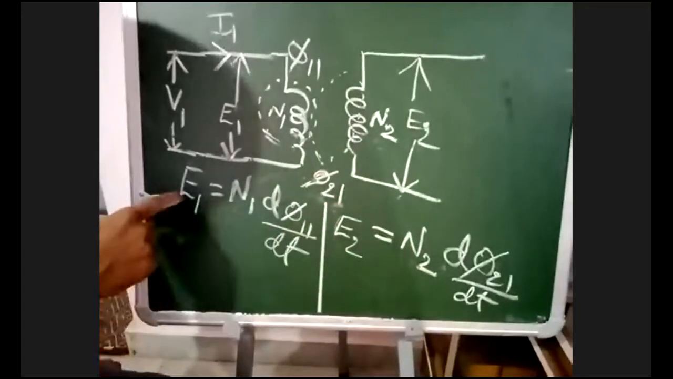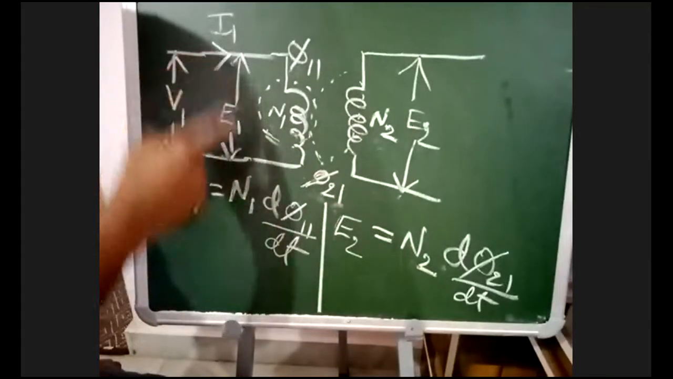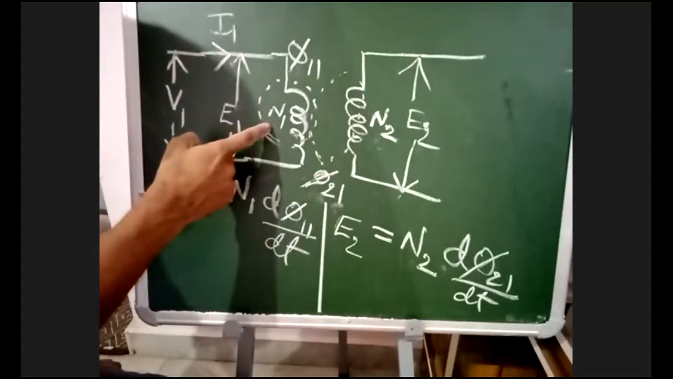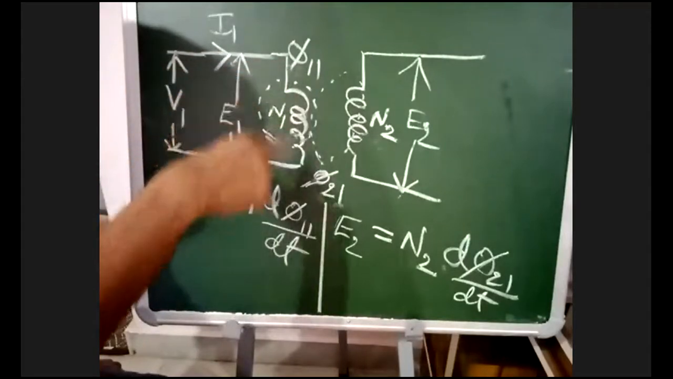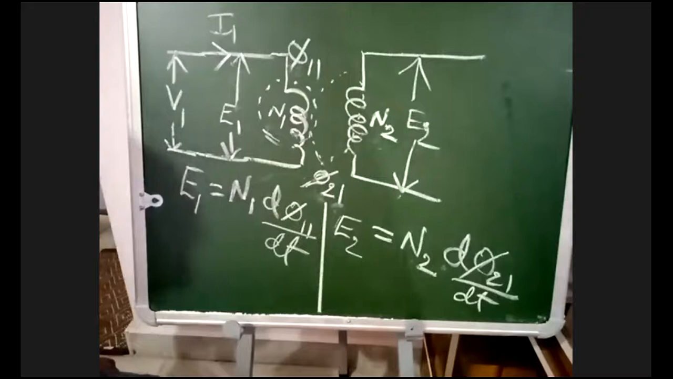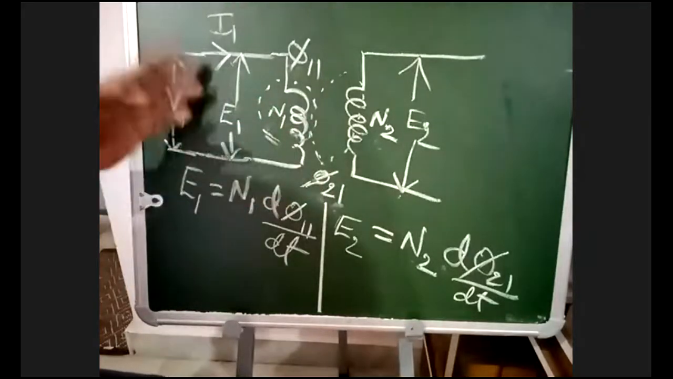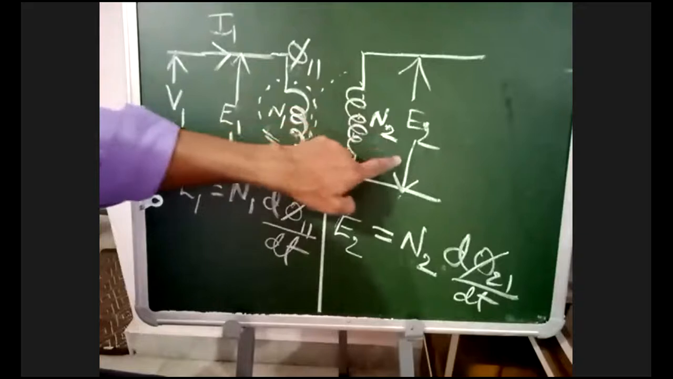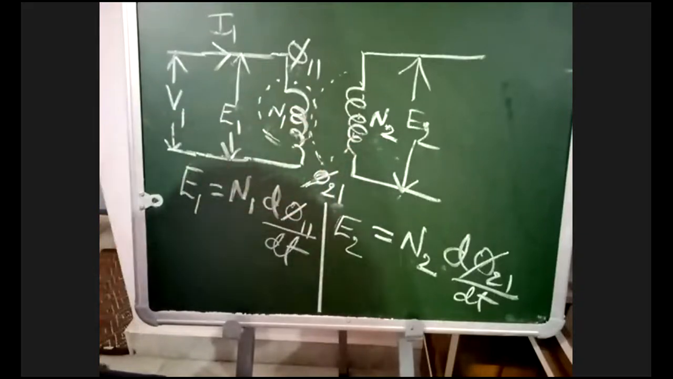But in the first coil, because of its own current, it is developing the flux in N1. That's why it is called self flux, Phi11. Okay. These are the voltages in the coils. E1 is the induced voltage in the primary winding. E2 is the induced voltage in the secondary winding. But what is V1?